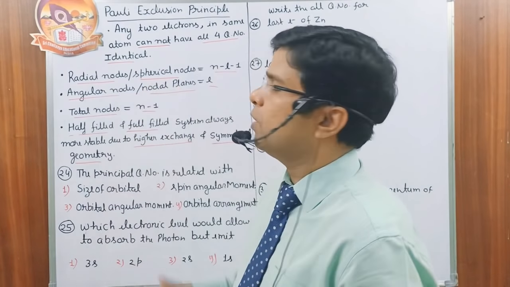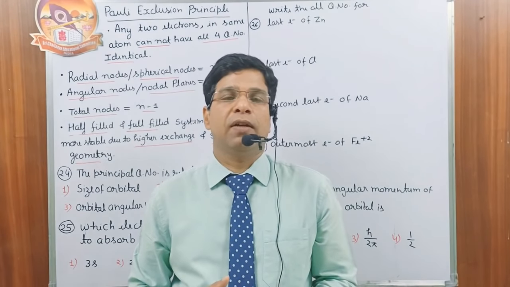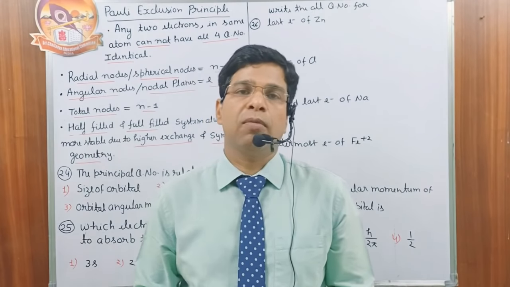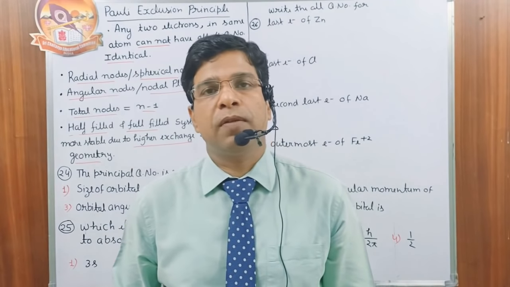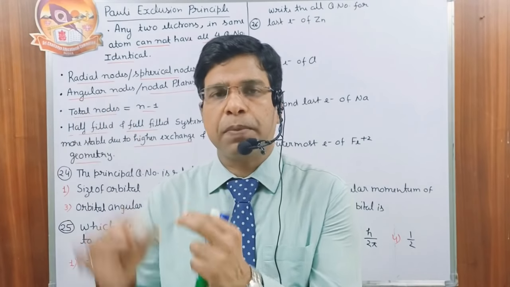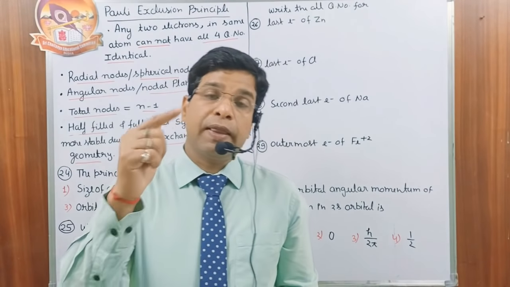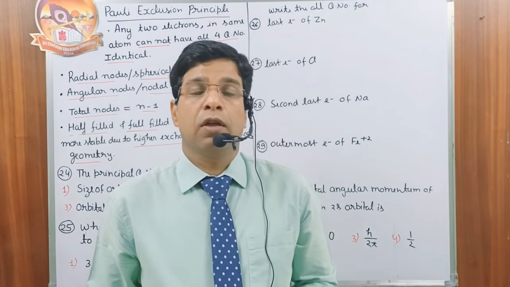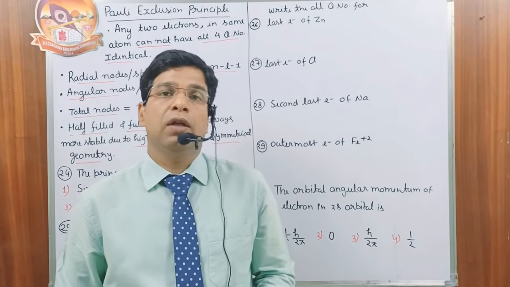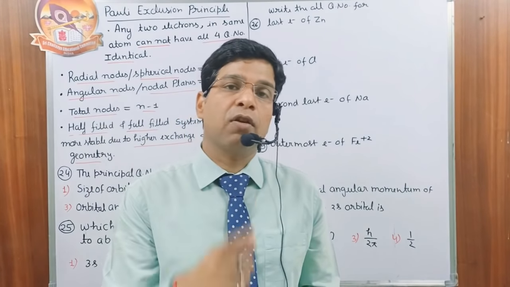Next we have the radial node or spherical node. Radial node is given by the formula n minus L minus 1. N is the principal quantum number, L is the azimuthal quantum number. Between the 1s and 2s, we have one space where the probability of finding the electron is exactly 0. That space is called the node. The point where the probability of finding the electron is 0 is called the node, and the point where the probability of finding the electron is maximum is called the antinode.